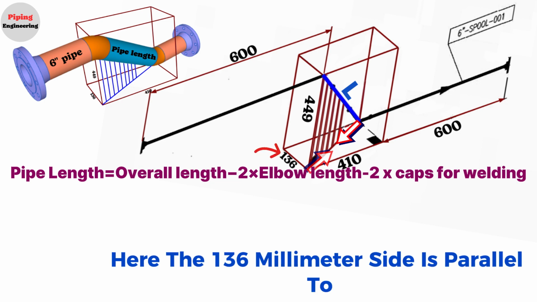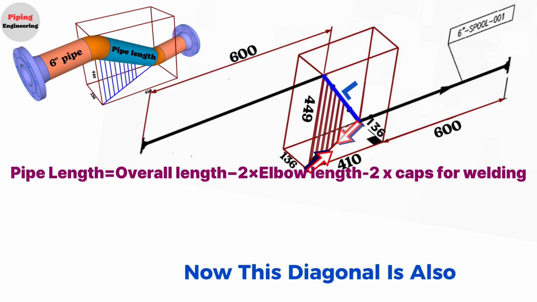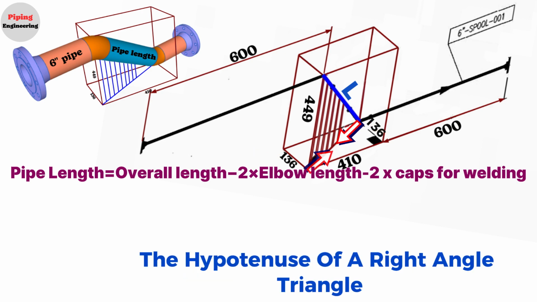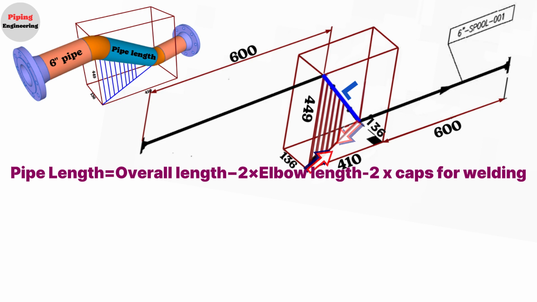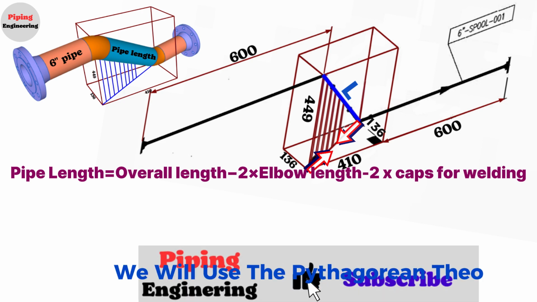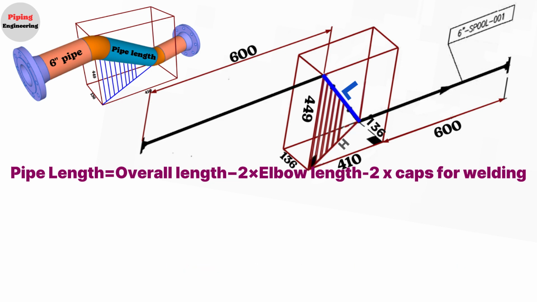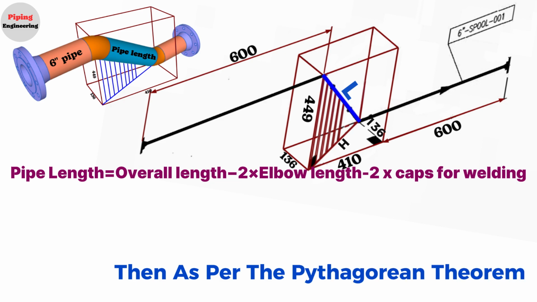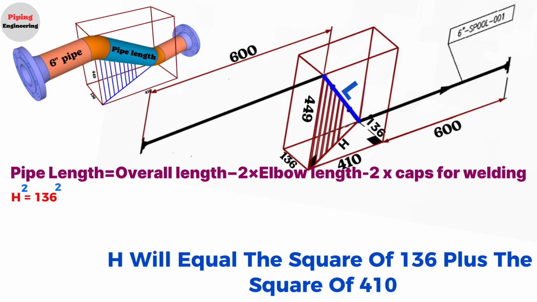Here, the 136 mm side is parallel to and equal in length to the opposite side. Now, this diagonal is also the hypotenuse of a right angle triangle with sides measuring 136 and 410 mm. To find this hypotenuse, we will use the Pythagorean theorem. Let's mark the hypotenuse with h. Then, as per the Pythagorean theorem, the square of the hypotenuse h will equal the square of 136 plus the square of 410.